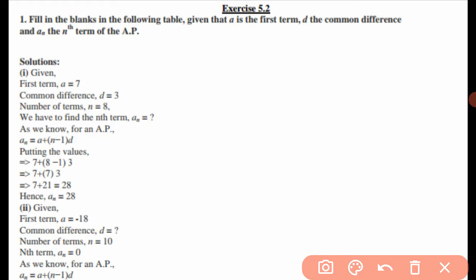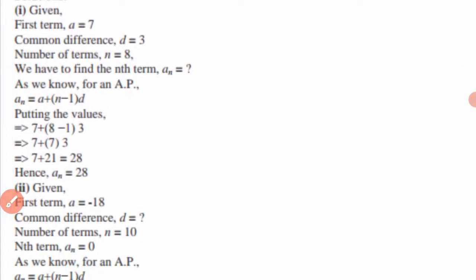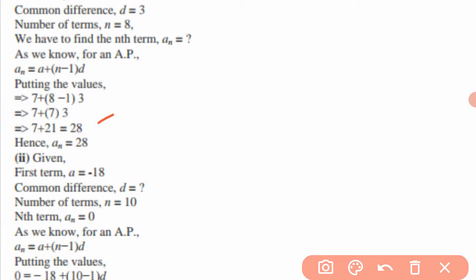By putting in the values, in place of a we will write 7, in place of n we will write 8, and (8 minus 1) into 3, the value of d being 3. Now we can solve this. It will be equal to 7 plus 7 into 3, and 7 into 3 is 21. So 7 plus 21 equals 28. So the value of an equals 28, or we can say the nth term will be equal to 28.